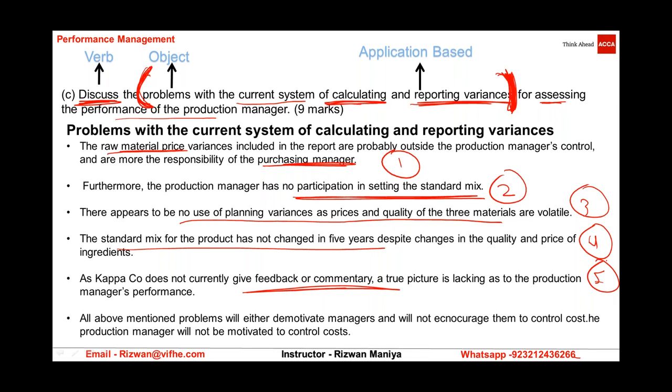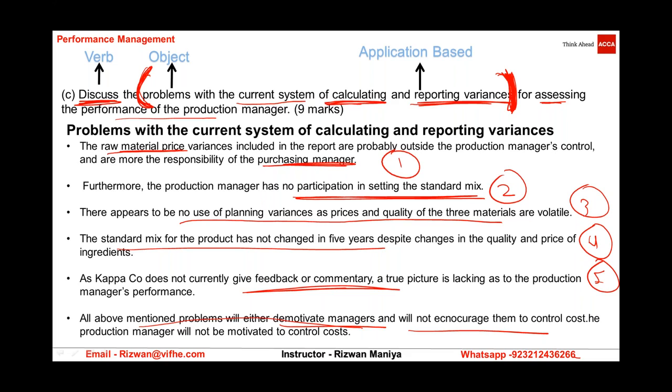Yes, Rafe, I do agree. The purchase manager is responsible for pricing and supply contracts. But then why are you providing the operating statement to the production manager? All the above points will demotivate managers and will not encourage them to control cost. The production manager will feel it is unfair and say, this is something wrong going on with me. Yes, this is a definite problem.